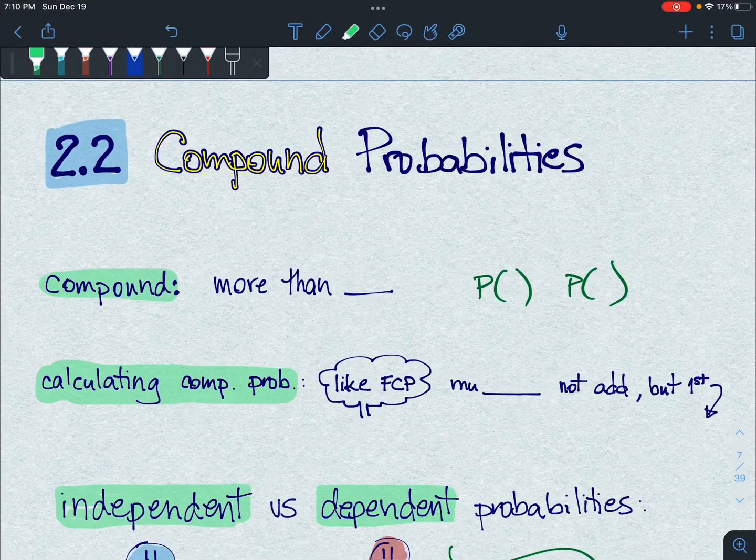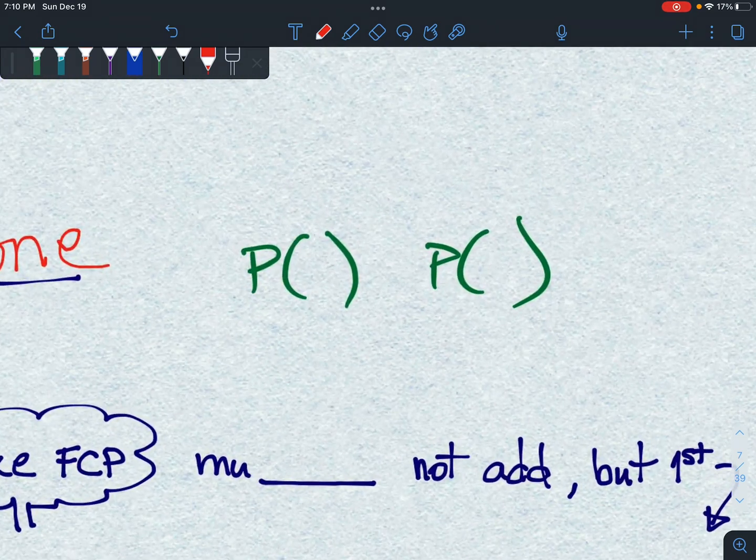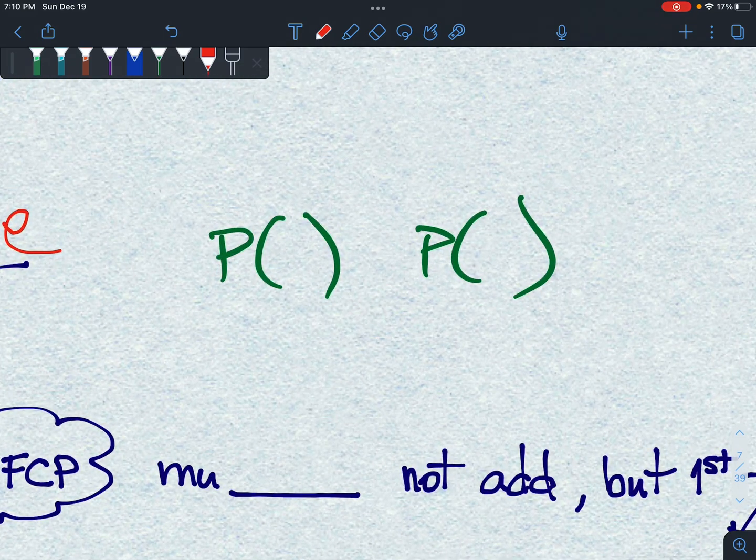Well, here we go. Lesson 2-2, compound probabilities. What is this compound business, you ask? Well, compound means more than one. All right, so kind of zooming in here a little bit, we have one probability, and now we have a second probability. So we're looking at two different events here.